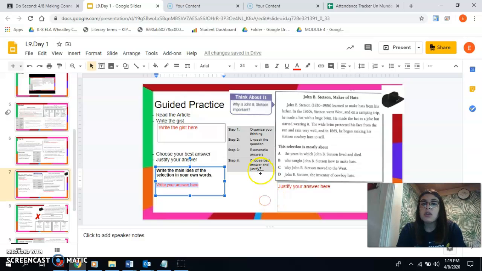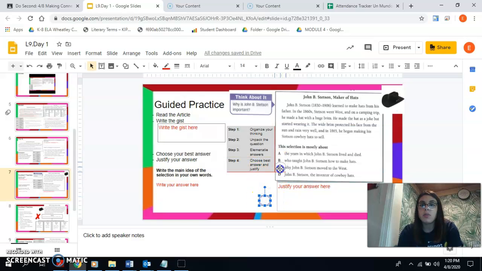Then you're going to unpack the question. Ask yourself, what is this question asking me? Step 3, you're going to eliminate your answers, figure out which one is the worst. And then 4, you're going to choose your best answer by moving the circle. And then you're going to justify your answer right here by double clicking and writing.